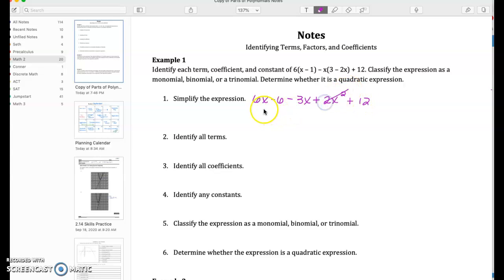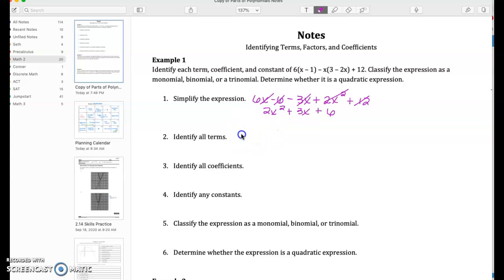So we have one term that has the x squared. 6x, take away 3x, gives me 3x. And then negative 6 plus 12 is 6. So that is our simplified expression in standard form. So standard means that the exponent on the x is decreasing for each term.